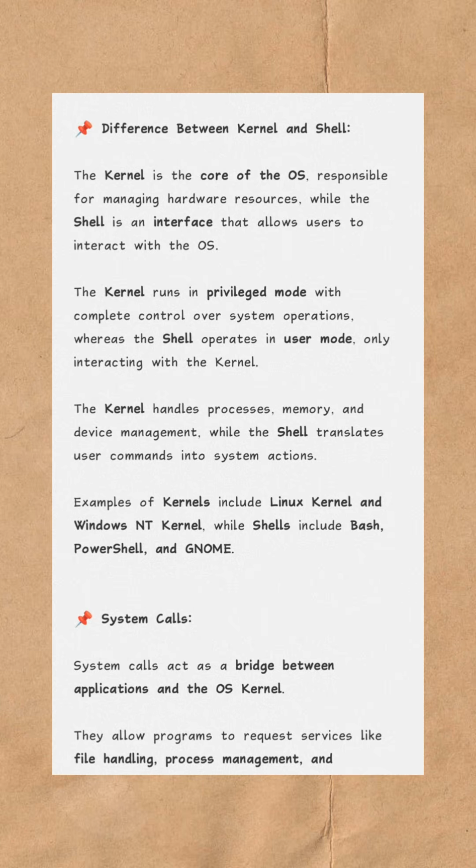Difference between kernel and shell. The kernel is the core of the OS, responsible for managing hardware resources, while the shell is an interface that allows users to interact with the OS.